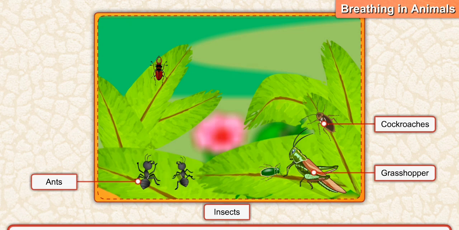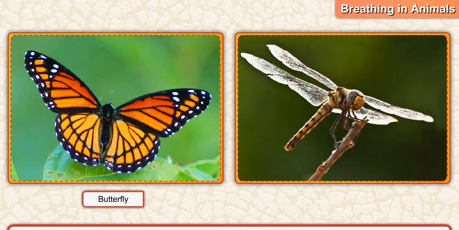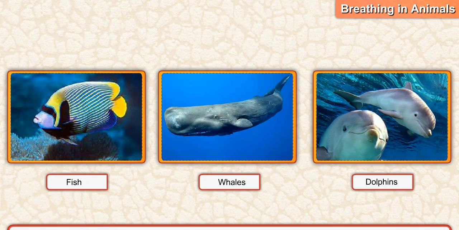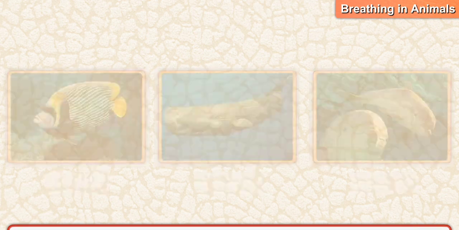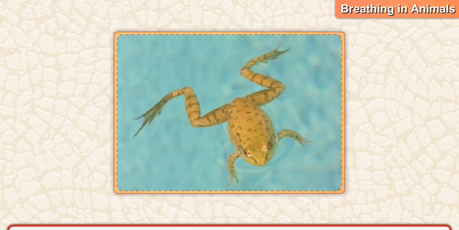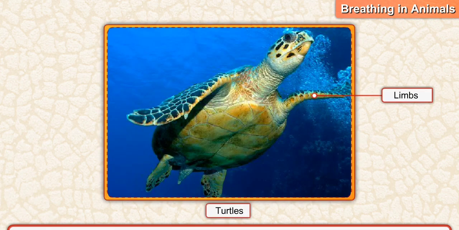Grasshoppers have strong hind legs for hopping. Some insects like butterflies and dragonflies fly using their wings. Fish, whales, and dolphins have fins for swimming in water. Frogs have webbed feet to swim in water. They have strong hind legs for hopping on the land. Turtles have paddle-like limbs which help them to swim in water.